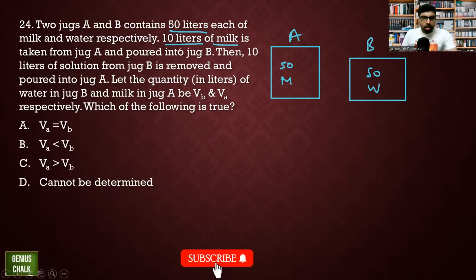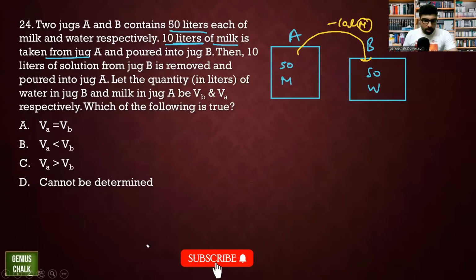Now 10 liters of milk is taken from jug A. As we can see, this has only milk, so this is replaced here. So 10 liters of milk is going into jug B. Fine, so I'll be writing these components. This is jug A, this is jug B. Now let's make a table first so that it's easy to understand.